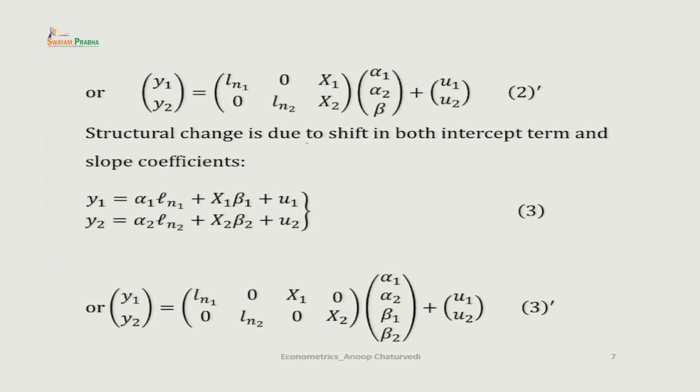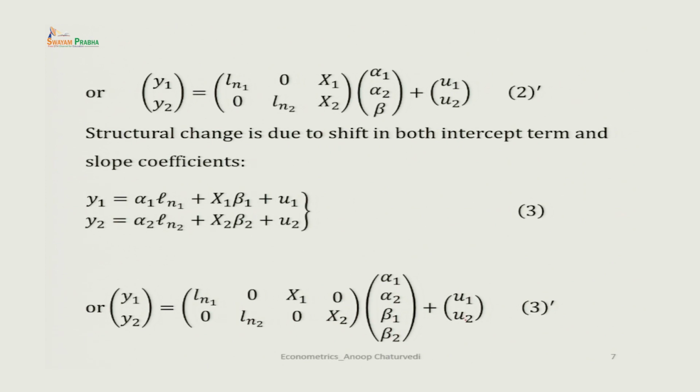Now consider the case where the structural change is due to a shift in both the intercept term and the slope coefficient. In that case, we write the model as y1 equal to alpha 1 l_n1 plus x1 beta 1 plus u1 and y2 equal to alpha 2 l_n2 plus x2 beta 2 plus u2. Again we combine these two equations and write the model as (y1, y2) equal to the matrix with rows (l_n1, 0, x1, 0) and (0, l_n2, 0, x2), times the coefficient vector (alpha 1, alpha 2, beta 1, beta 2), plus (u1, u2).